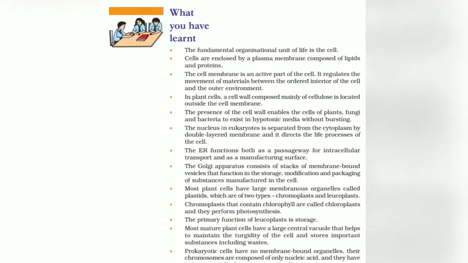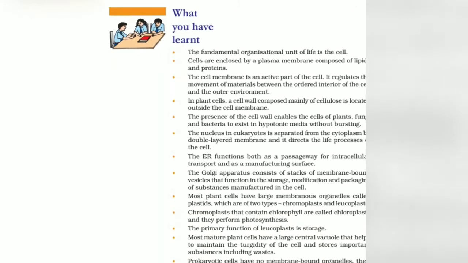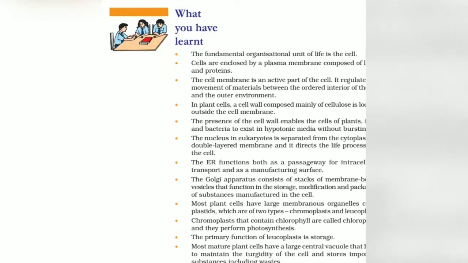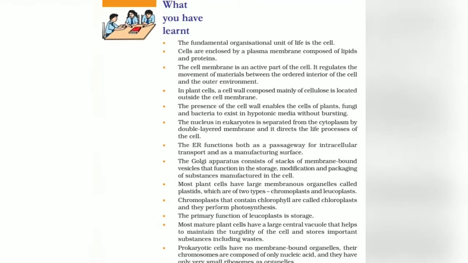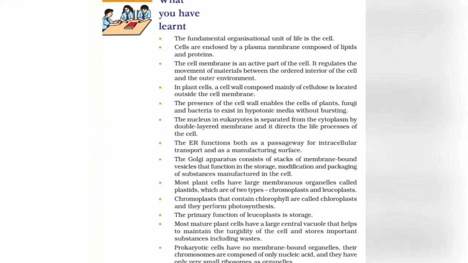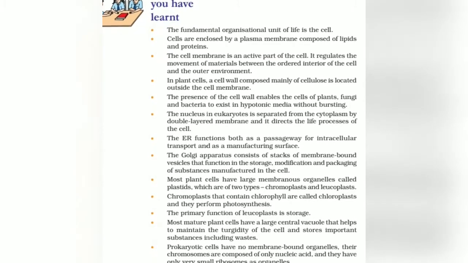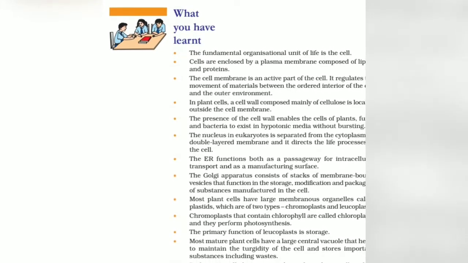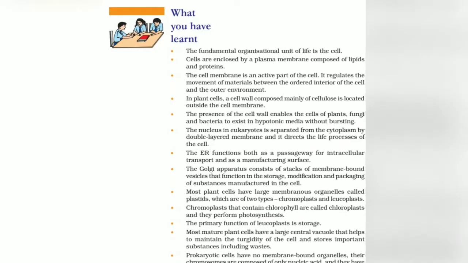Now let's summarize what you have learned. The fundamental organizational unit of life is the cell. Cells are enclosed by plasma membrane. The cell membrane is an active part of the cell which regulates movement of material between the cell and outer environment. In plant cell, the cell wall plays a very important role, which is made up of cellulose and provides turgidity and rigidity to the cell.